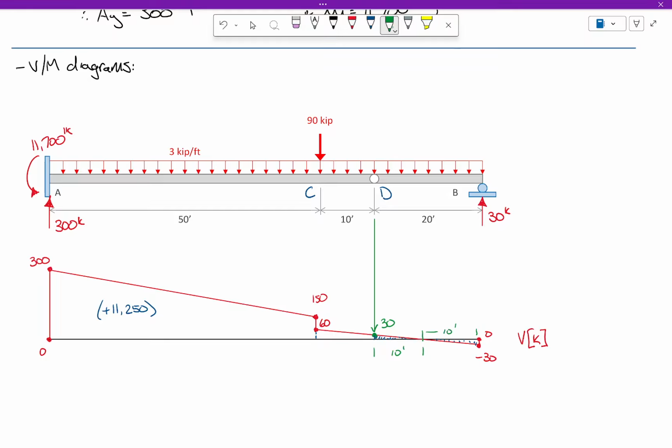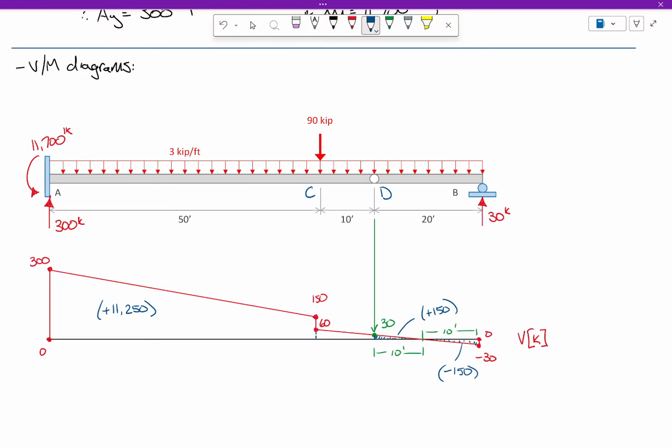This is 10 feet. So if we want to do some areas here, okay, what do we have here? This triangle is 1/2 of 30 times 10, so this one's going to be minus 150. This is plus 150. So these two areas sort of cancel each other out.